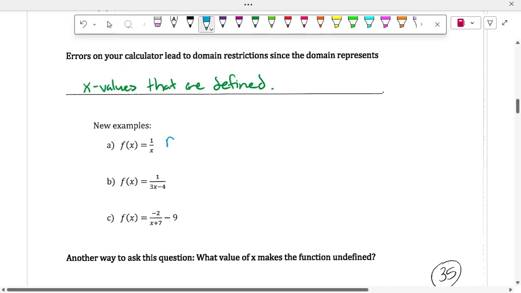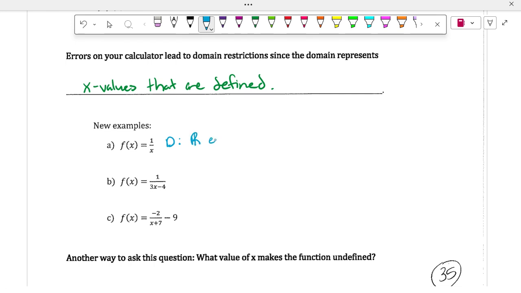So the domain is all real numbers except x cannot equal 0. You could also write it in interval notation, which is from negative infinity to 0. Make sure you put parentheses because it can't be equal to 0. Union 0 to infinity. This is kind of the inequality notation, because it's all real numbers except for one number, which is 0.